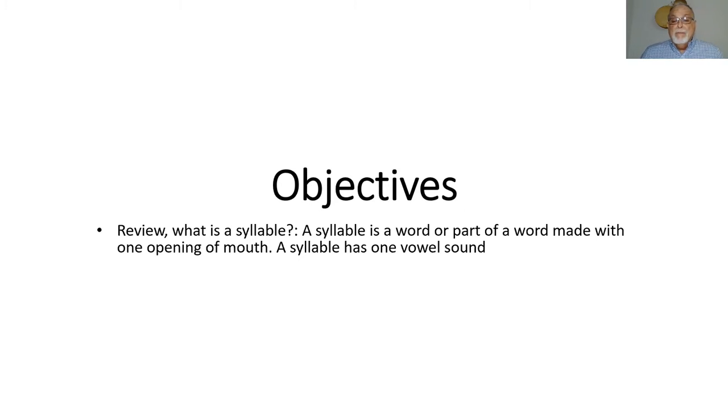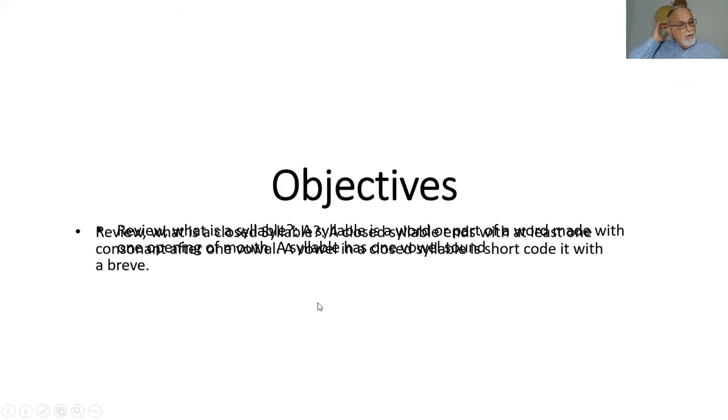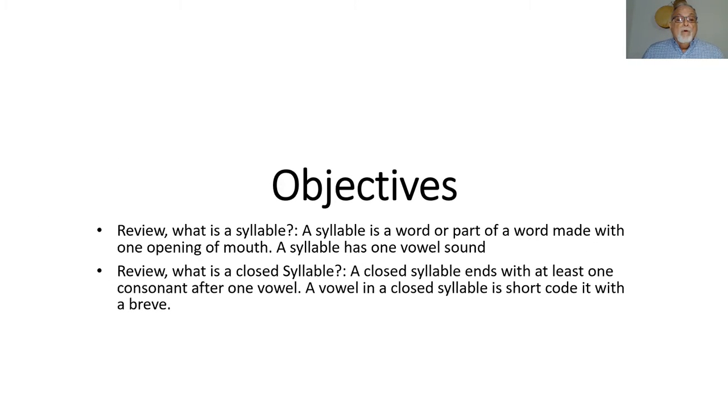And we already know that a syllable is a word or part of a word made with one opening of the mouth. A syllable has one vowel sound. And we'll go over the hand movements in a little bit. The other objective is what is a closed syllable? We've already learned that a closed syllable ends with at least one consonant after one vowel, and the vowel in a closed syllable is short. We code it with a breve.